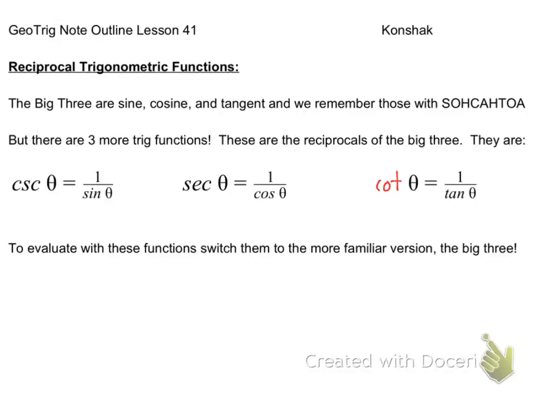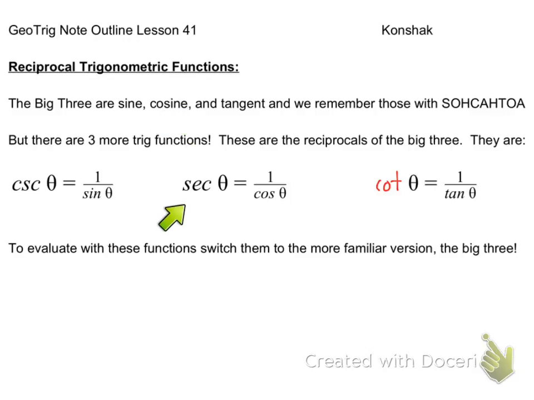So what we're going to do, guys, is talk about reciprocal trig functions. We have the big three, sine, cosine, tangent, and we have our little three, which are coming up next. We're taking reciprocals. The first one here we call cosecant. Cosecant theta is the reciprocal of sine, so it's 1 over sine theta.